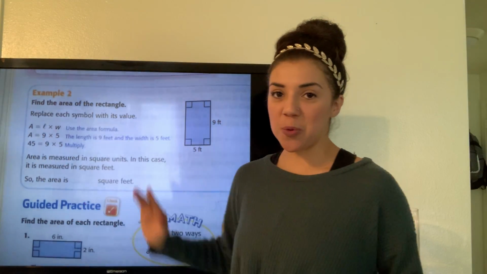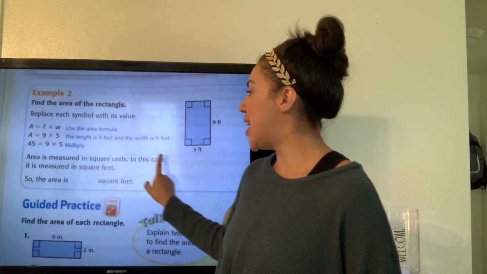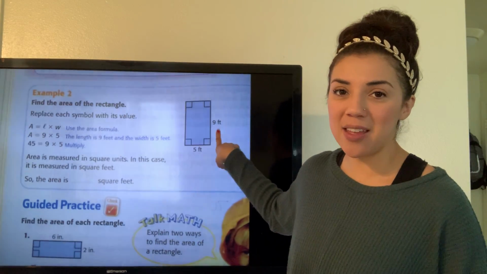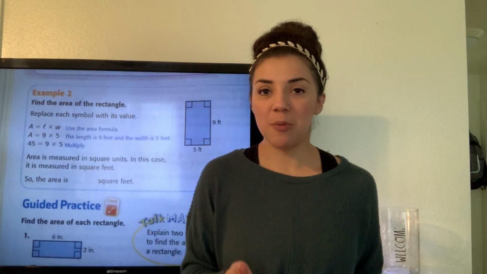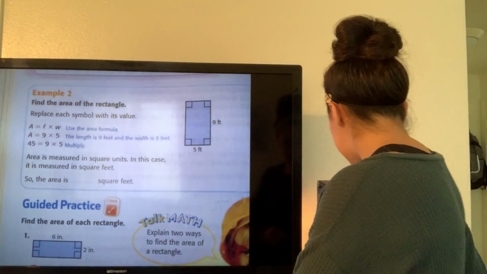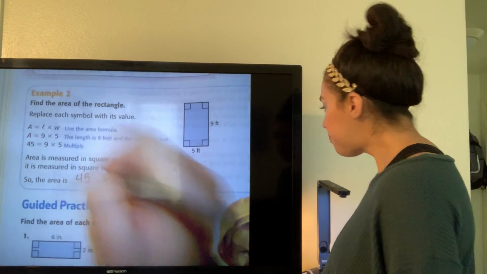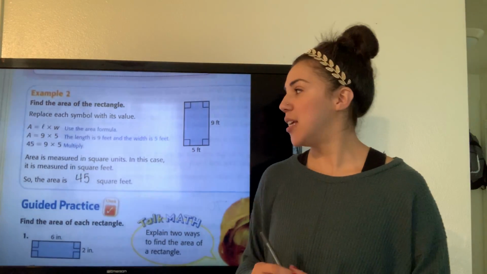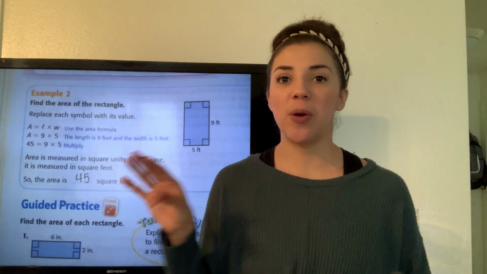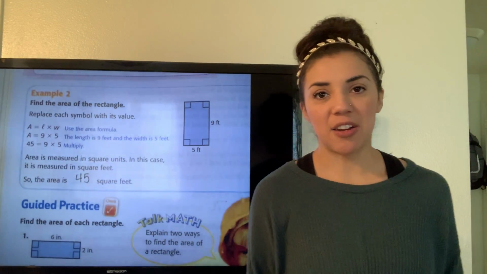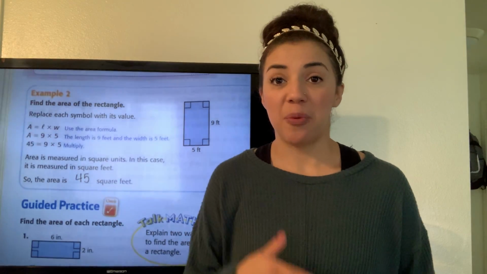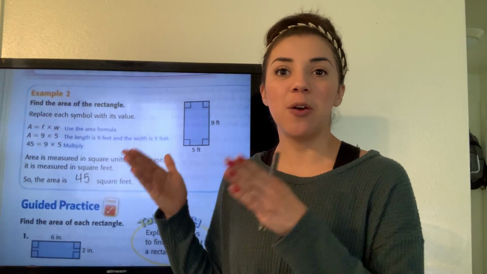So area is measured in square units, like we've talked about. In this case, it is measured in square feet. See how it says FT at the end of it? It's measured in feet. Sometimes it'll be measured in meters, like the last one was. So the area is 45 square feet. Formula is just an equation that they give you to make it easier to solve problems like this. The formula to find the area of a rectangle is length times width.